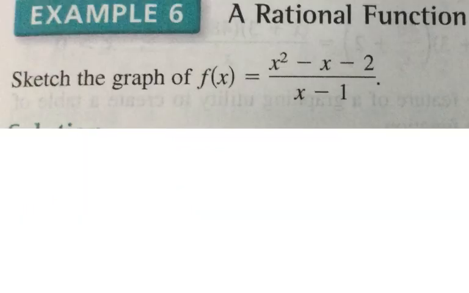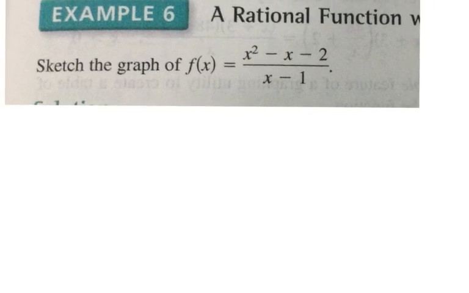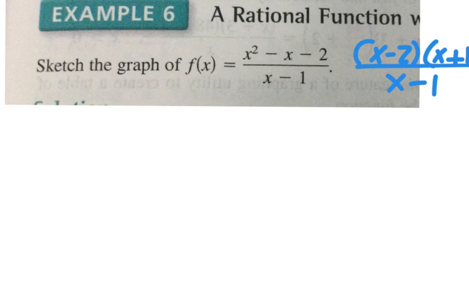Sketch the graph of x squared minus x minus 2 over x minus 1. So we're going to begin just like we have everything else. Factored form. Can I factor the numerator? Yes. What does it factor to be? x minus 2 times x plus 1, and that would be over x minus 1. So do I have any common factors that I can cancel in the numerator and denominator? I do not. So holes, there are none.